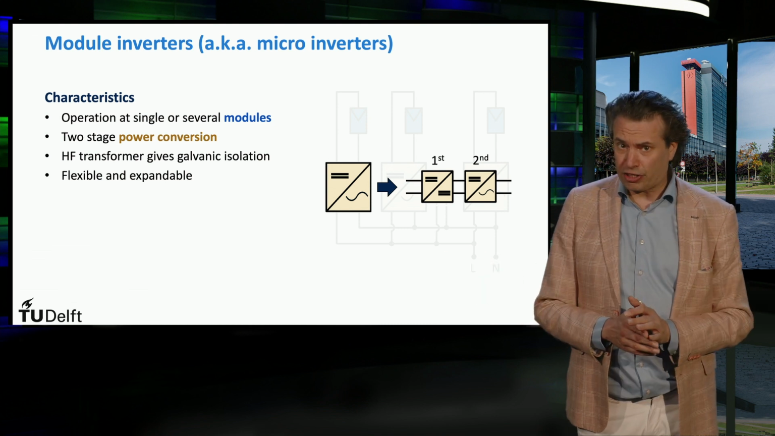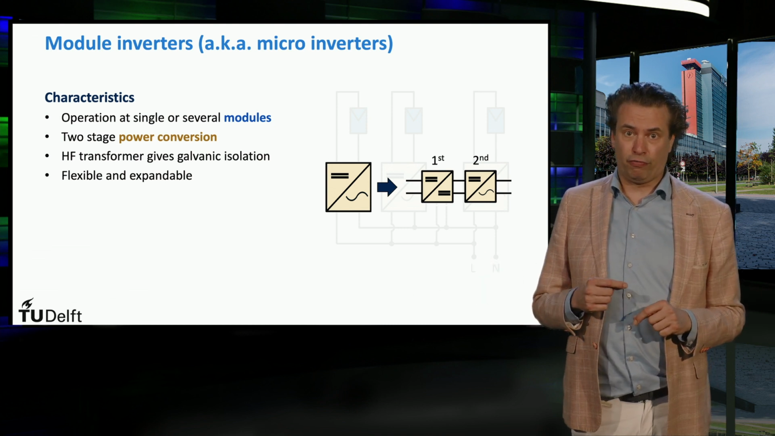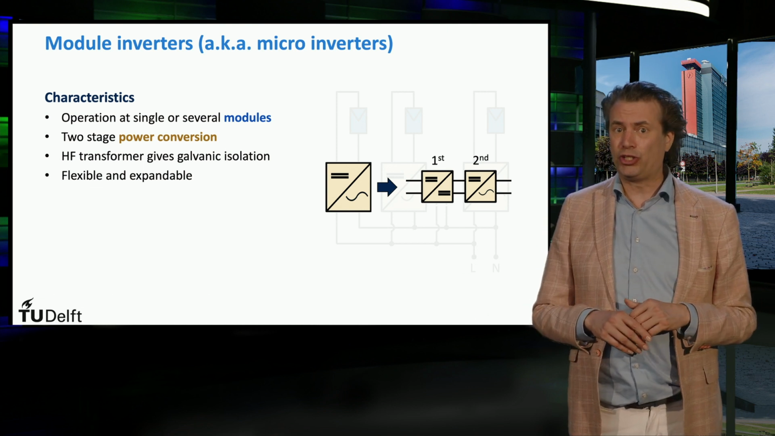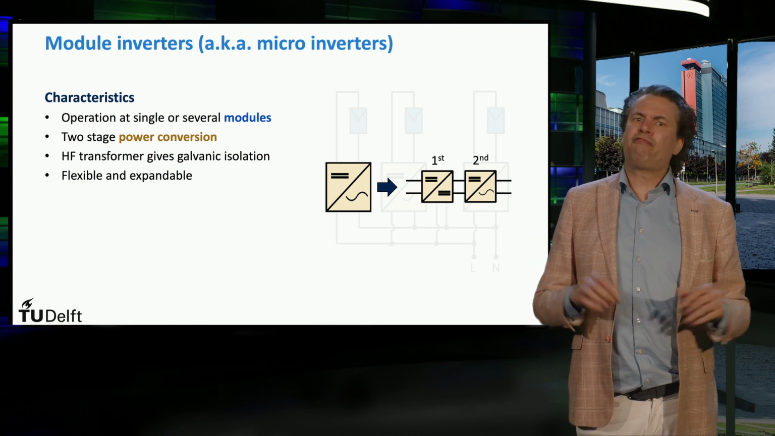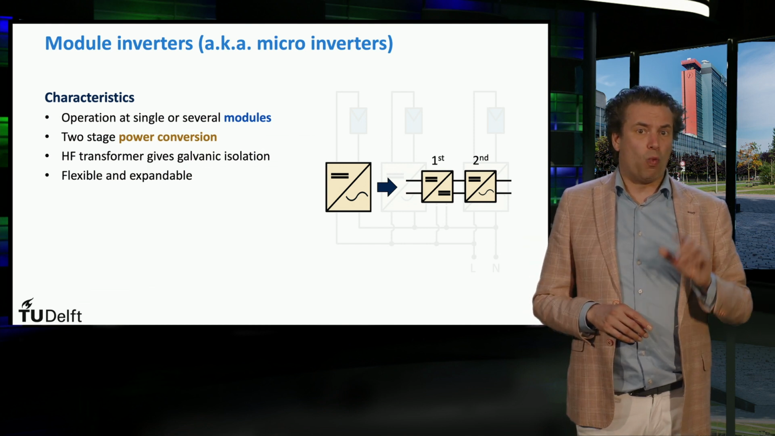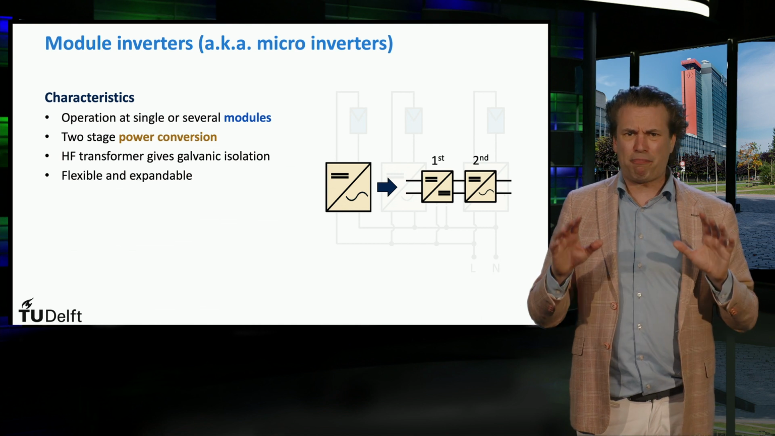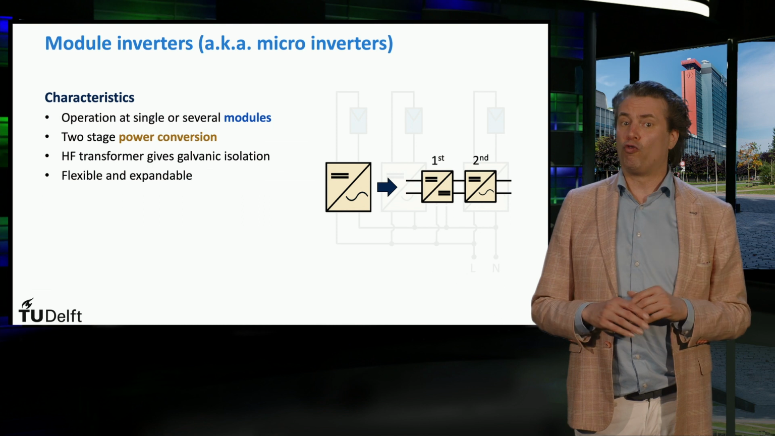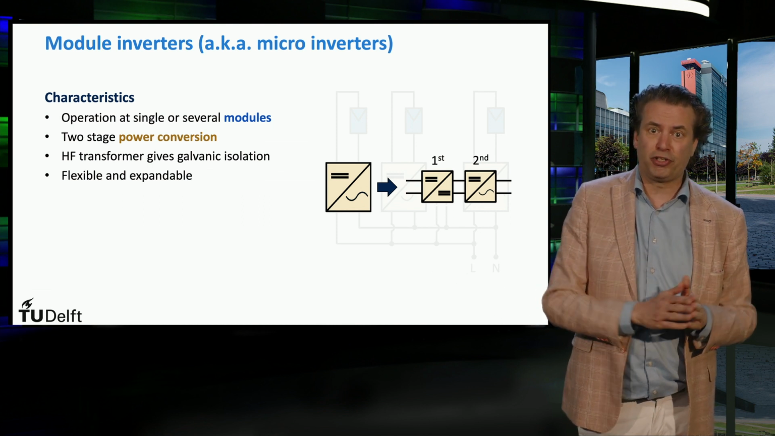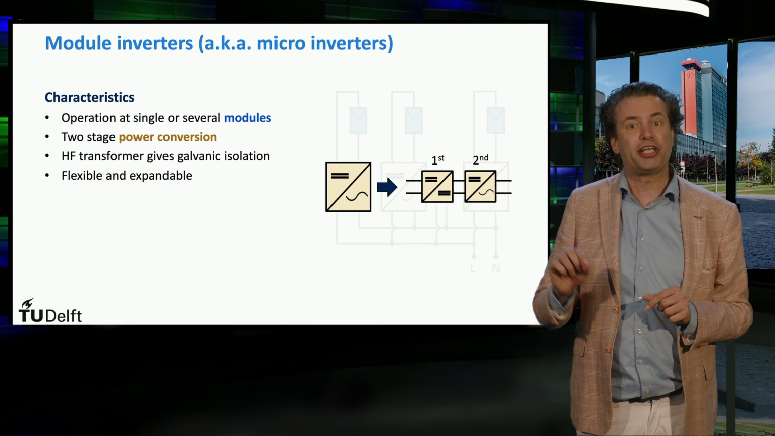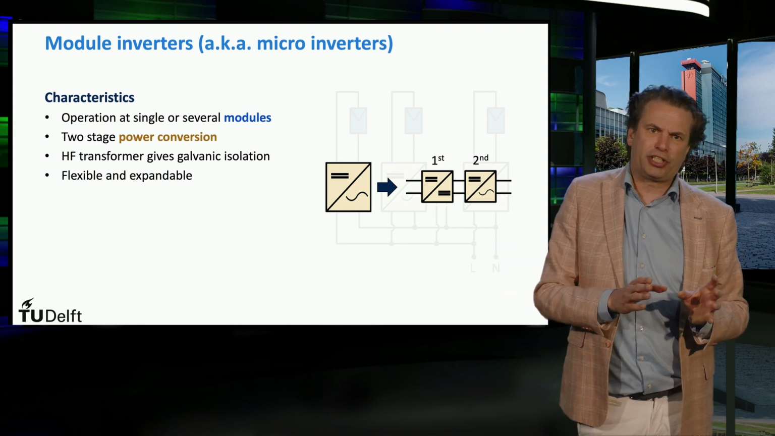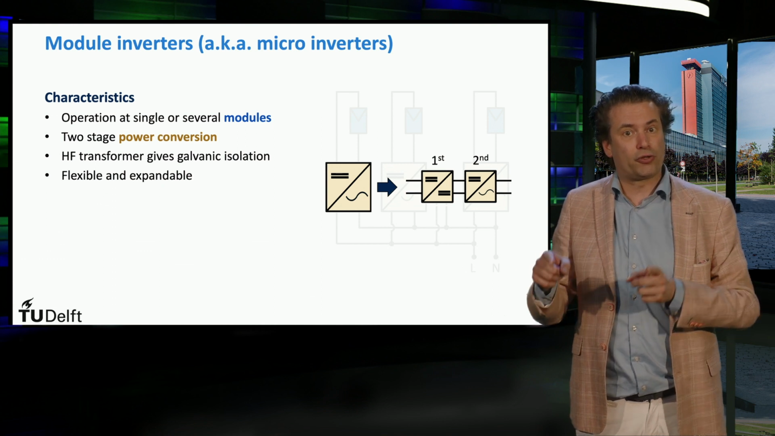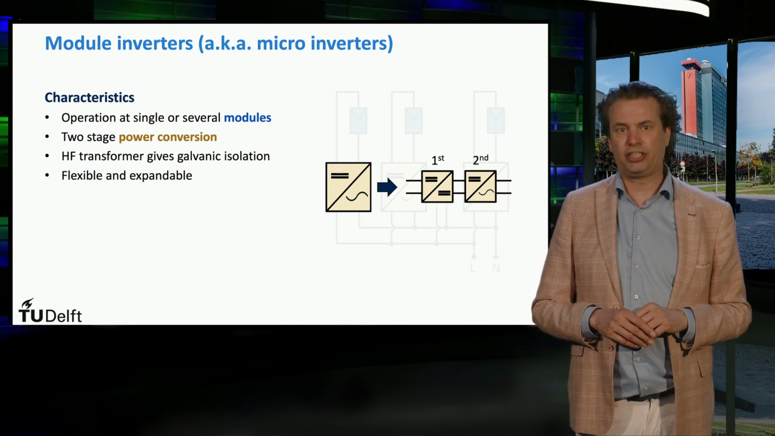A very different architecture is that of the module inverters, also called microinverters, because they are just as big as the junction box. These inverters operate directly on one or several PV modules and have power ratings of several hundreds of watts. Because of the low voltage rating of the PV module, these inverters often require a two-stage power conversion. So in the first stage, the DC voltage is boosted to the required value, and then it's inverted to AC in the second stage.